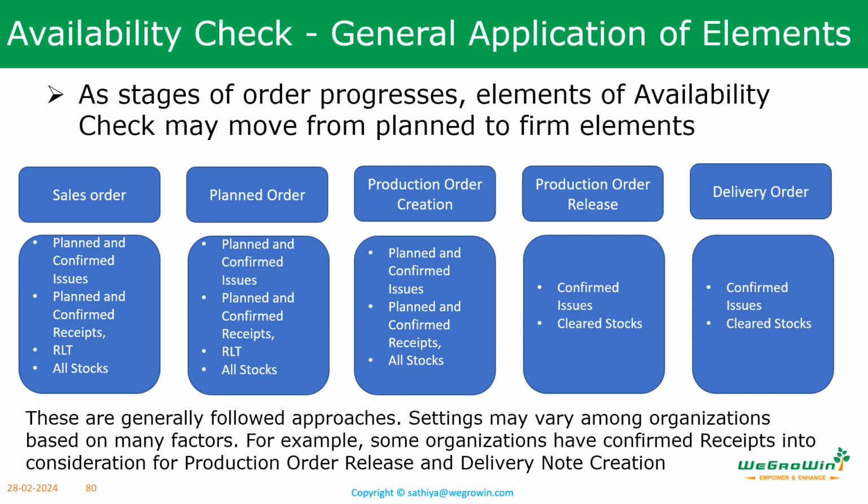So we may vary the settings based on the organization requirement. For example, some organizations will say, I need to consider only the stocks when I release a production order. Some organizations will say, when I release a production order, I want to check not only the stock, but also the expected confirmed receipts. Some organizations may say that not only confirmed receipts, but I also want to check the planned order receipts. Like that, the requirements will change based on the organization. Accordingly, we can set it.